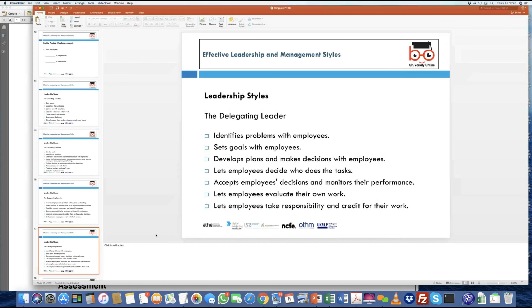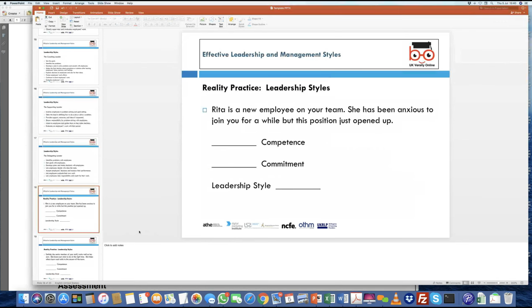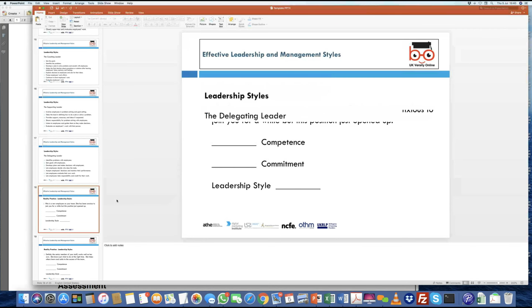Okay. Let's look at doing another few quick checks. Now, we have a new employee in the team, and she has been anxious to take the job and position which has opened up. We discussed that it was more to do with commitment rather than competence. What kind of leadership style do you think she had? Delegating, supporting, coaching, or directing?